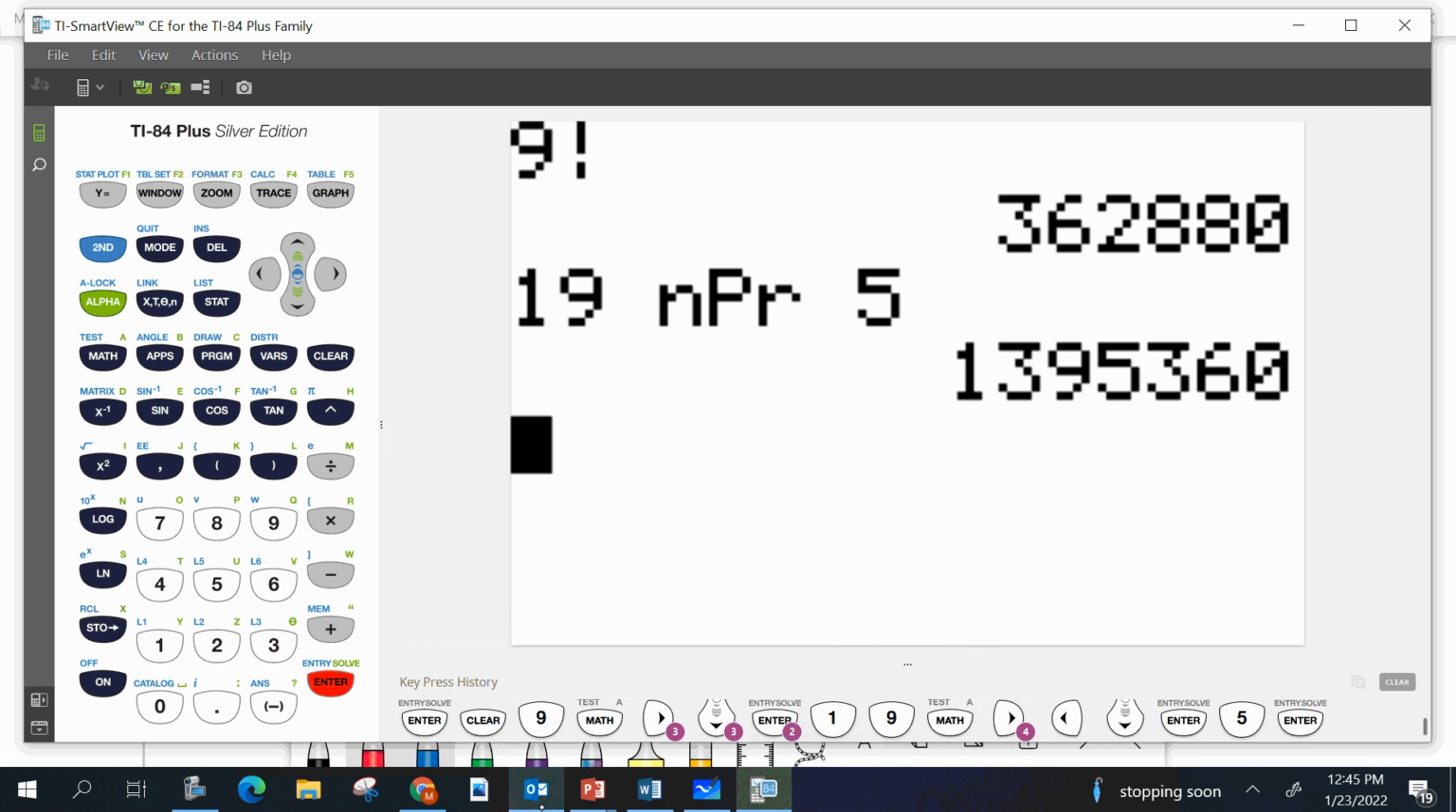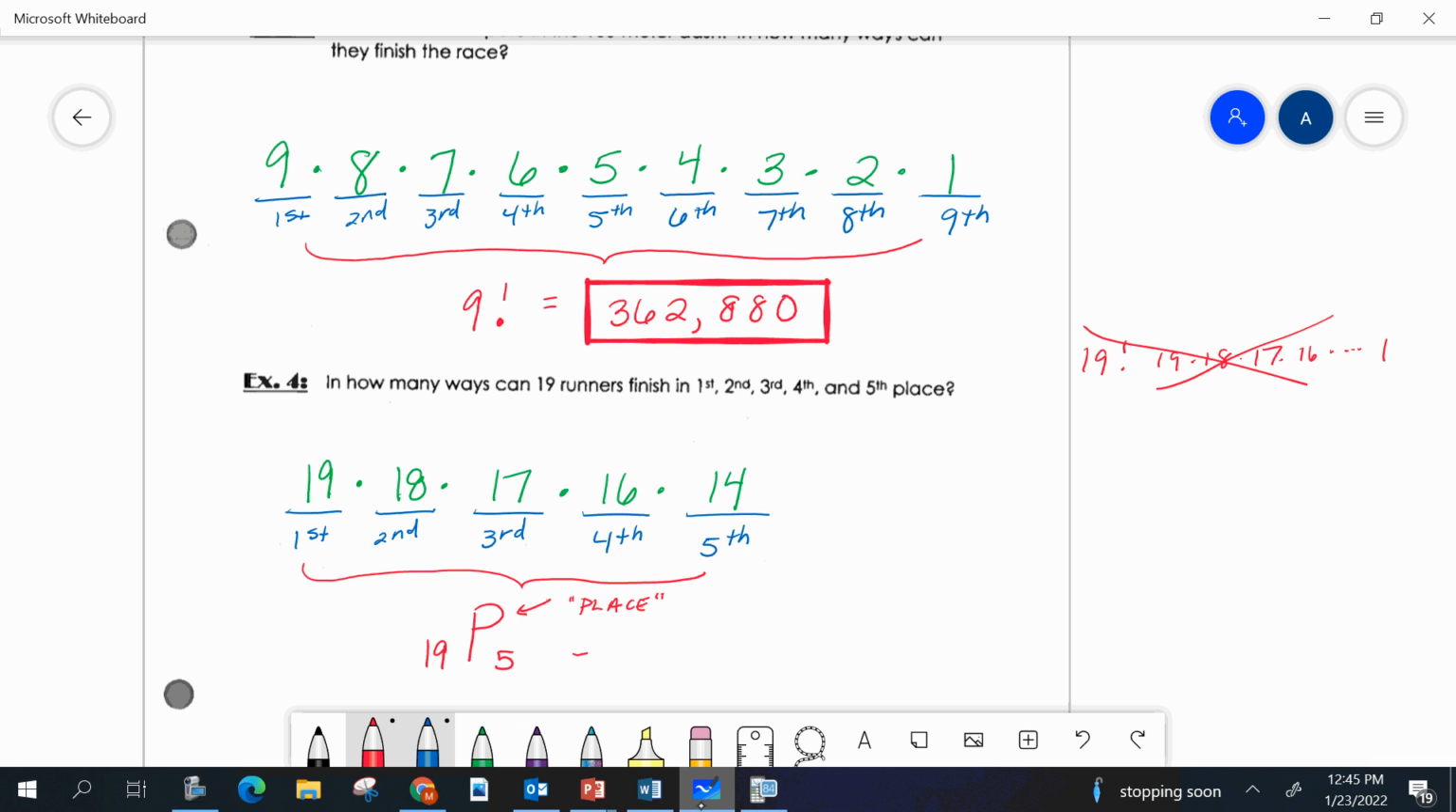Sorry about that. All right. So what we would say here is 1,395,360. So what is this? 1,395,360 ways that 19 runners could finish in first, second, third, fourth, and fifth place. Okay? Which is why it makes it tough to predict how a race is going to finish before it starts, because there's so many different ways that that race could finish.